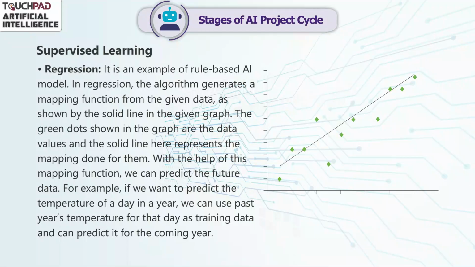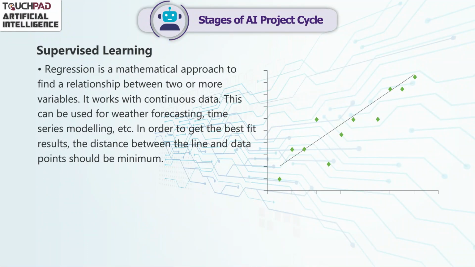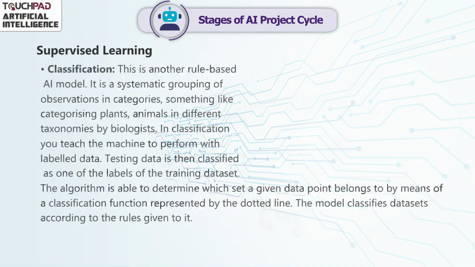For example, if we want to predict the temperature of a day in a year, we can use past year's temperature for that day as training data and can predict it for the coming year. Regression is a mathematical approach to find a relationship between 2 or more variables. It works with continuous data. This can be used for weather forecasting, time series modeling, etc. In order to get the best fit results, the distance between the line and data points should be minimum.